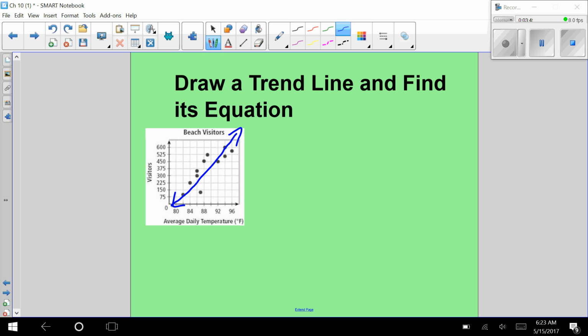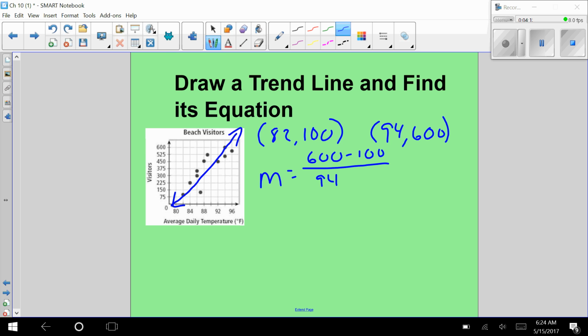Now to find the trend line, we'll write down first what those 2 points were. Our 2 points were about 82, 100 and 94, 600. So to find our equation, we start with our slope. Remember, we subtract the y values on top, and we subtract the x values in the same order on the bottom. This gives me a slope of 500 over 12, or 125 over 3.